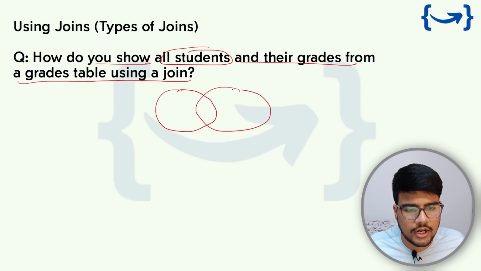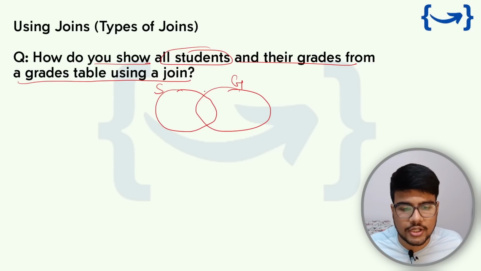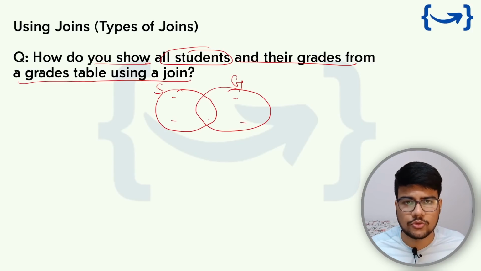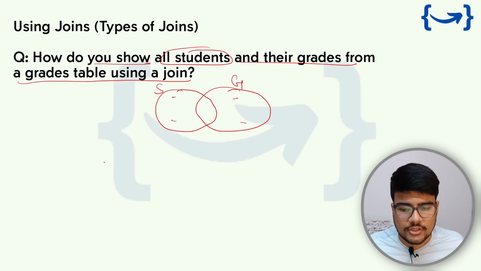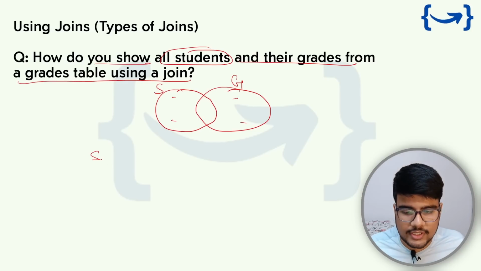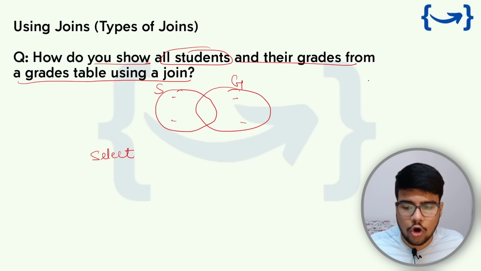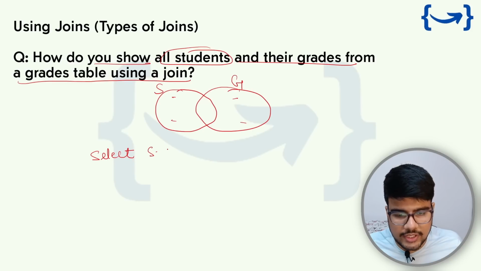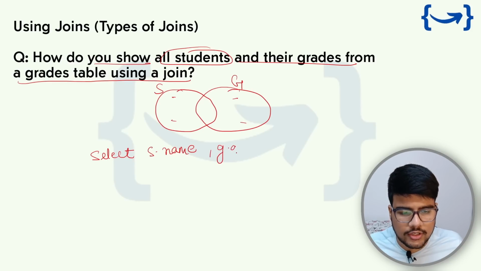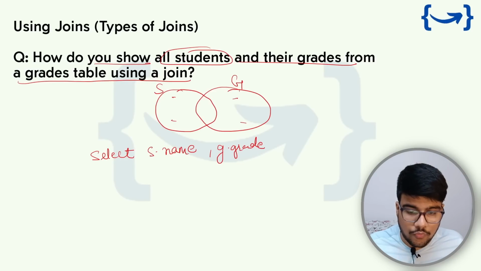Okay, so I will create another circle having grades and having students. I need to return all the students which have corresponding grades with them. So with join I will choose a simple inner join. Now how can I write this code? Select. What do I need to find? I need to show all students and their grades from the grades table. So S dot name, and G dot grade.